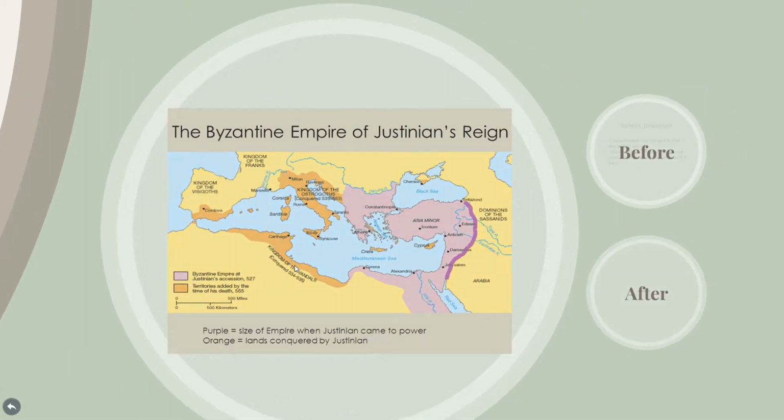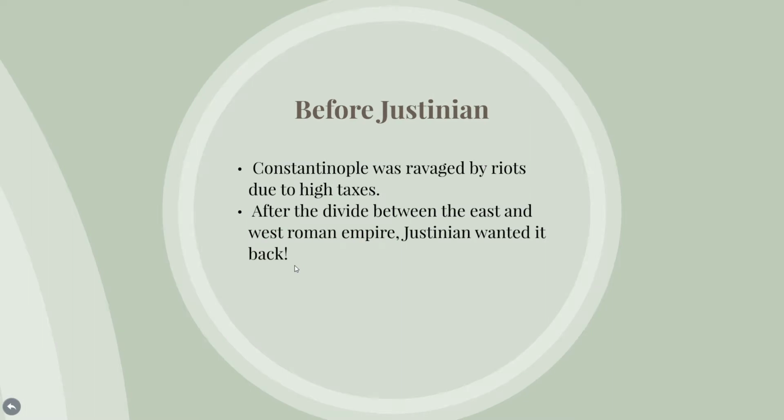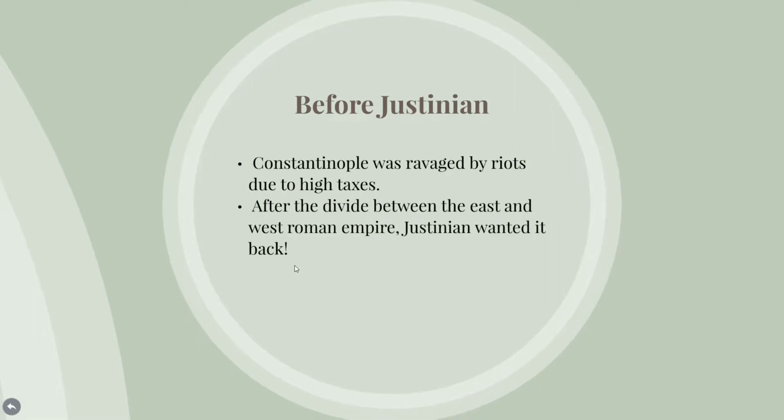Before, it had struggled from its beginning because it was ravaged by riots due to high taxation. There were constant trade wars of sorts, but there were also religious issues. After the divide between the East and West Roman Empire, Justinian wanted it. He just wanted it back. So that's what he did.